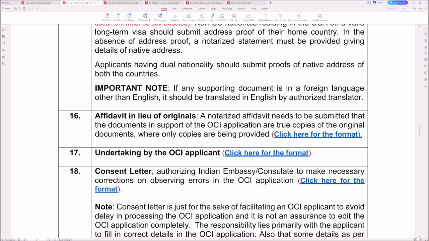So this is an affidavit saying that the photocopies that I am providing are true copies of the originals, and the originals have been verified by the notary public. You need to provide this document. It is a compulsory document. You need a notary on it. For the format, you need to click here. The format might change, so you need to click on the link provided in the new checklist.